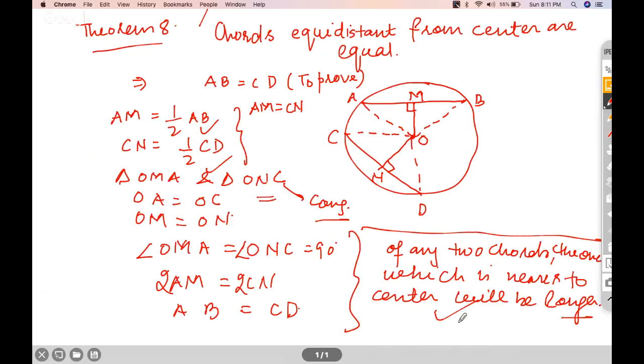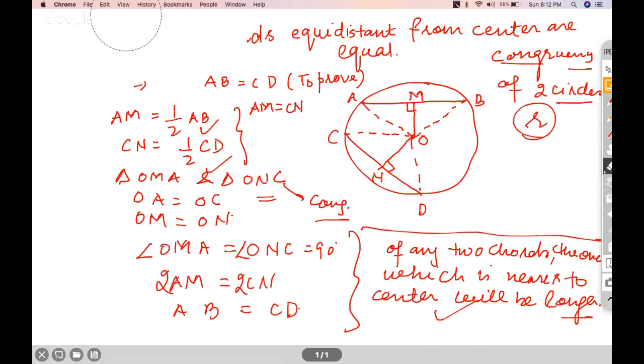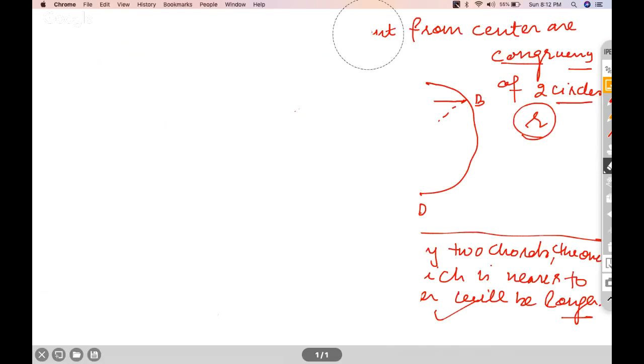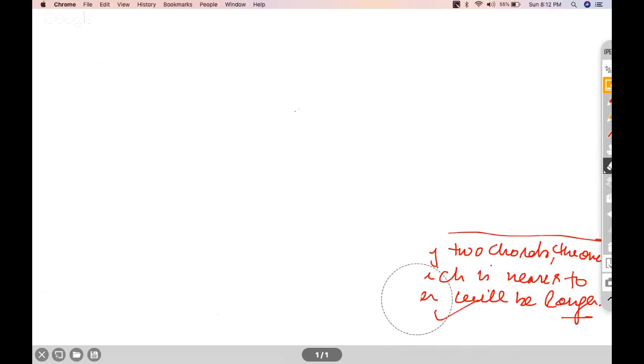So now I'm taking a few questions on this basis. There are a few theorems for congruency of two circles. There is nothing in that. Just go through the theorems in your book, you will understand everything. Every time you will have to prove that the radius is equal, and the obvious things would be given there. So these were a few important theorems which I took. Now let me solve a few questions for you.